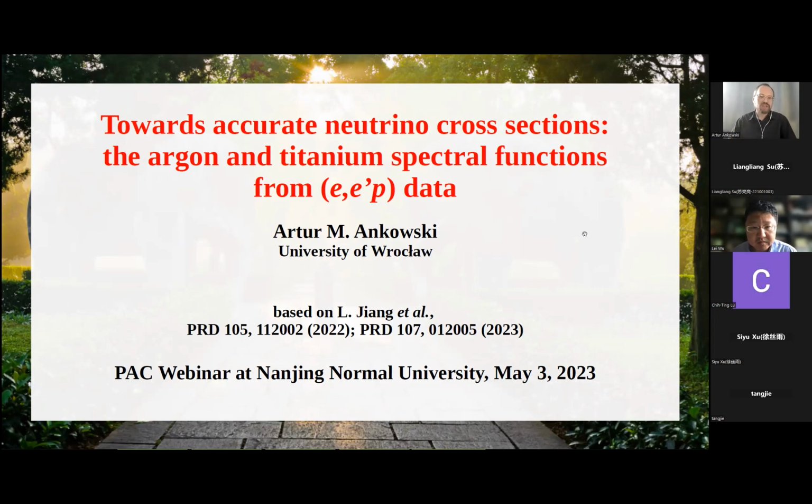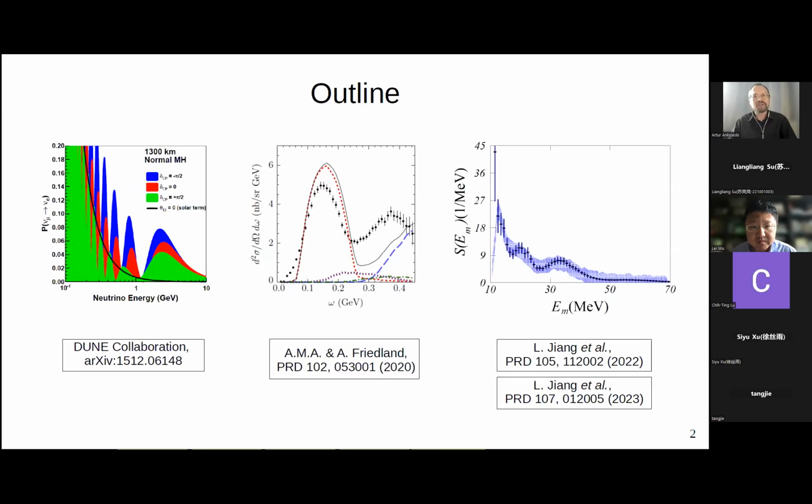I will start with an introduction to the physics of neutrino oscillations, focusing on the Deep Underground Neutrino Experiment, DUNE. I will explain why, for the purpose of precise oscillation analysis, we are particularly interested in precise neutrino cross-sections. Then I will show you what is the current state of the art in neutrino interaction simulations, and I will argue that we can greatly benefit in terms of accuracy when we switch to the spectral function approach. In the main part of my talk, I will present the analysis that led to the extraction of the spectral functions of argon.